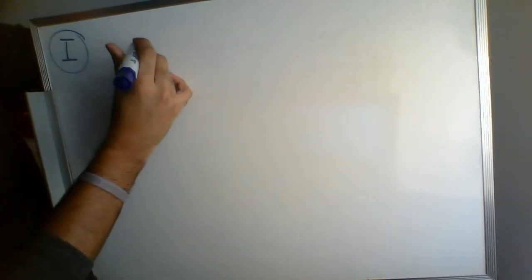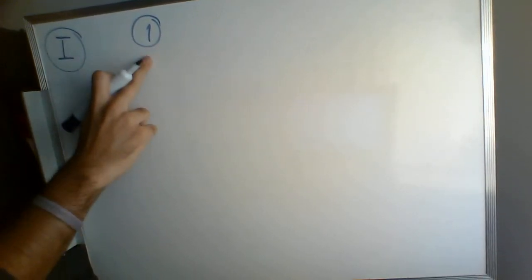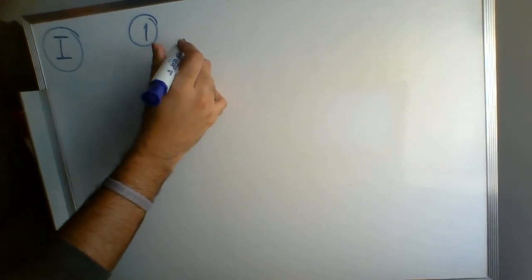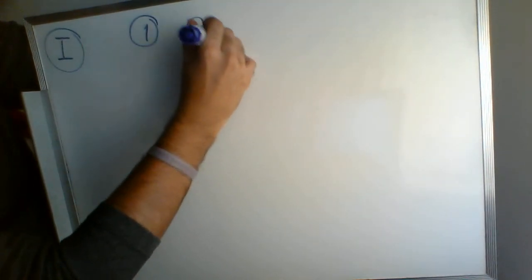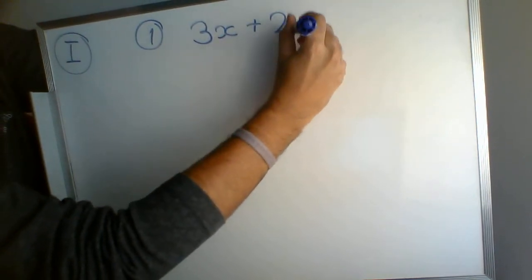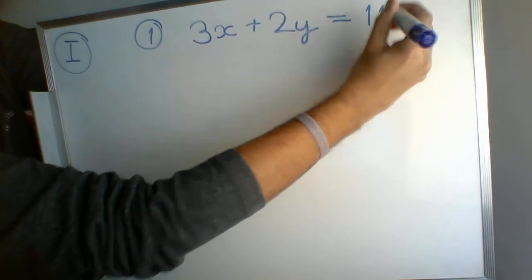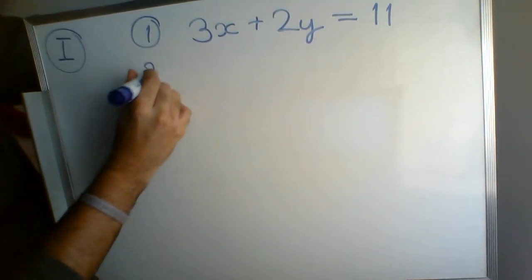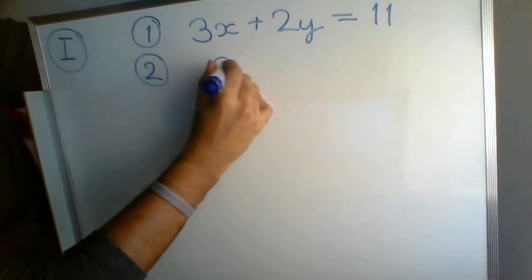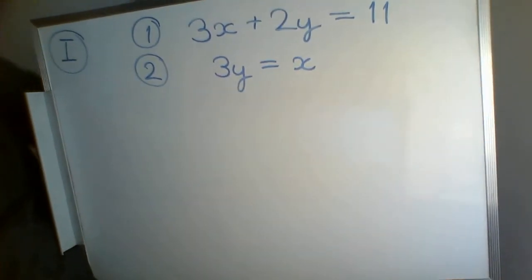So for this one, I'm giving you two equations. Equation 1, this is where I'm using actual numbers, like the numbers that we're used to. Your first equation is 3x plus 2y is equal to 11. Okay? And your second equation, because we need at least two equations to be able to solve for two variables, is 3y is equal to x.